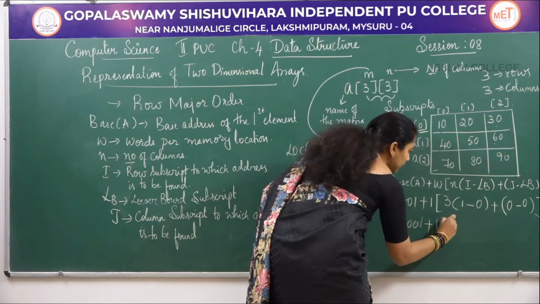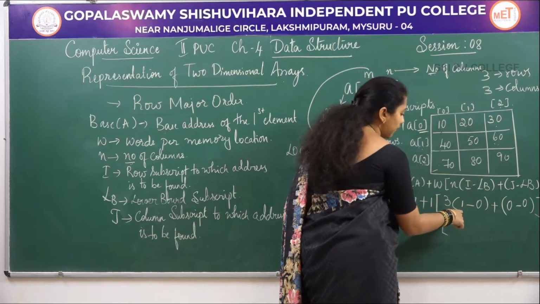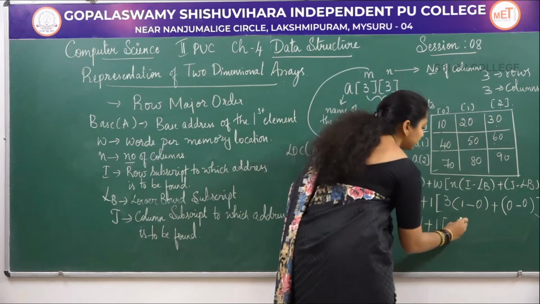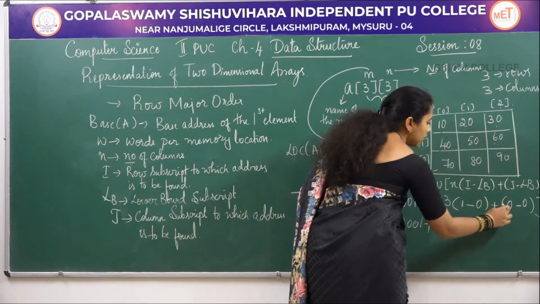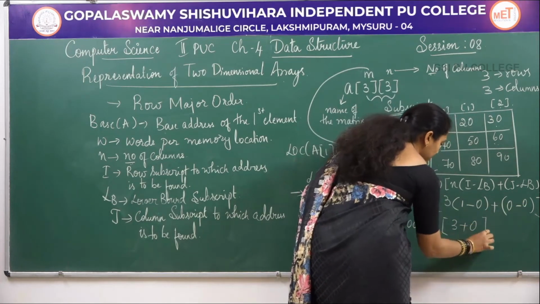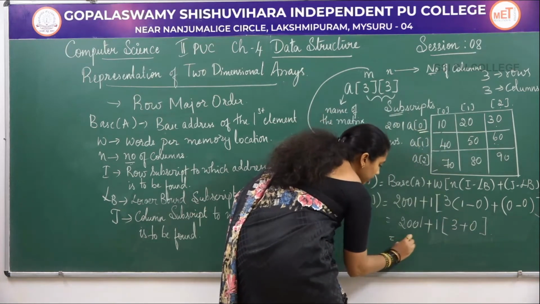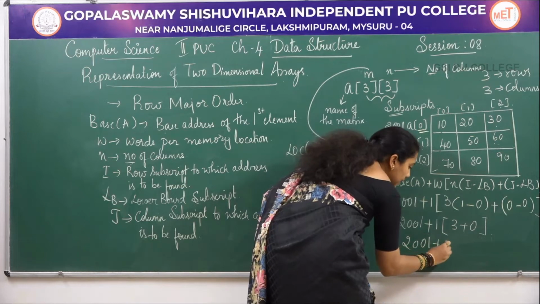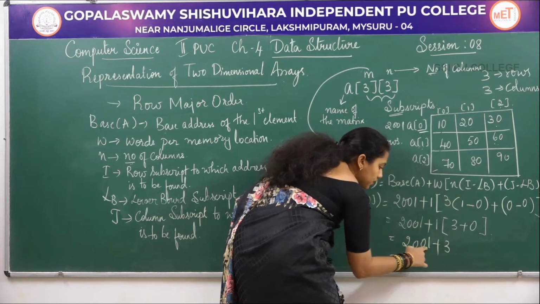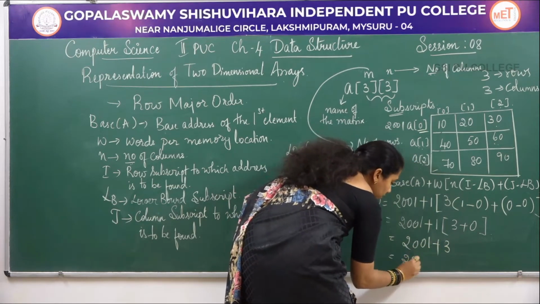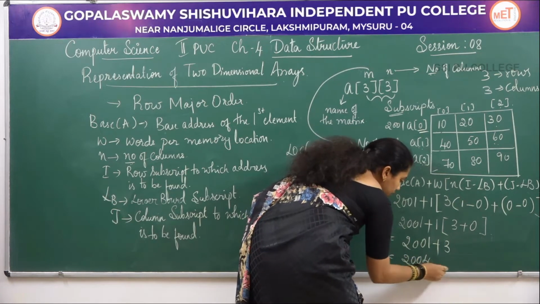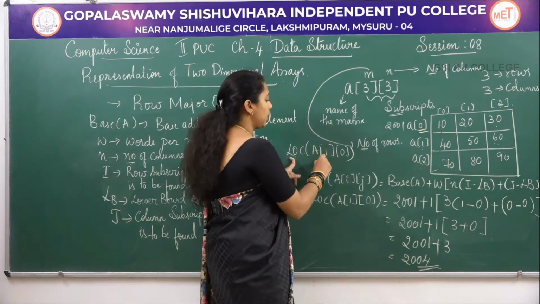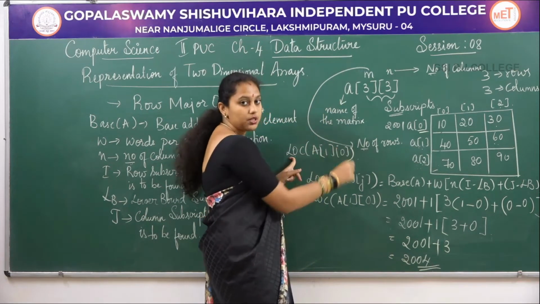2001 plus 1 into 3 into 1. 1 minus 0 is 1. 3 into 1 is 3 plus 0 minus 0 is 0. 2001 plus 1 into 3 is 3. So 2001 plus 3 is 2004. So this is the memory address of location A of 1 into 0.